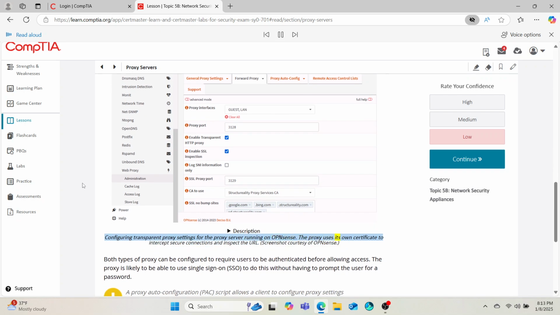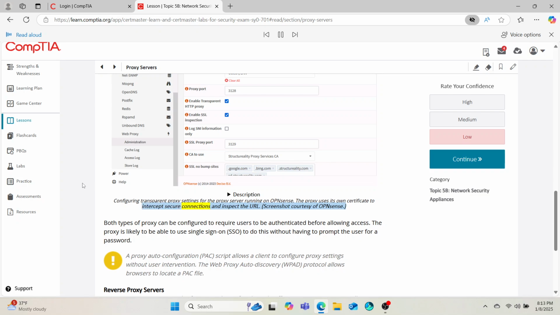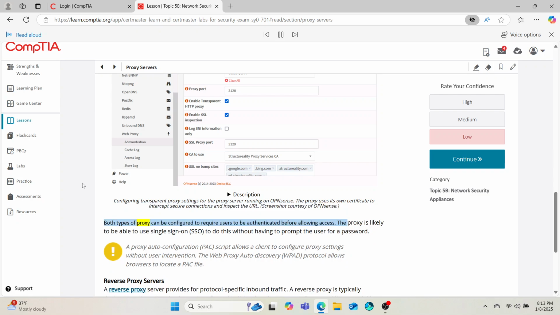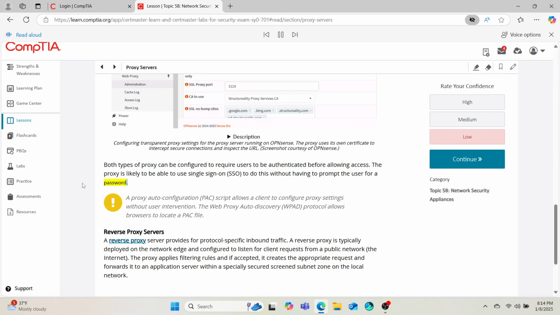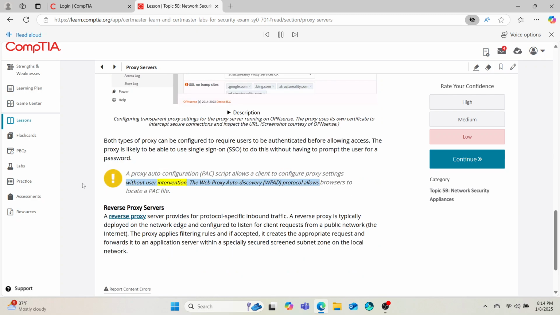The proxy uses its own certificate to intercept secure connections and inspect the URL. Screenshot courtesy of OPNsense. Both types of proxy can be configured to require users to be authenticated before allowing access. The proxy is likely to be able to use single sign-on (SSO) to do this without having to prompt the user for a password. A proxy auto-configuration (PAC) script allows a client to configure proxy settings without user intervention.